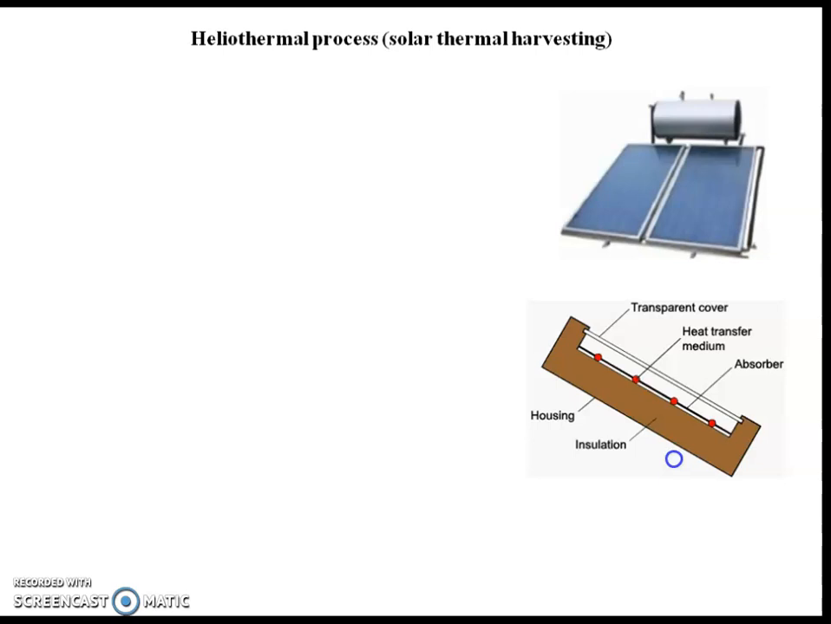Then we have one more very important process called the heliothermal process, which we will also call solar thermal harvesting. Here generally we will use the solar flat plate collector and the solar pond. They are used to convert one form of energy into another, meaning direct solar energy into different forms of energies. Now we will discuss thermal energy.